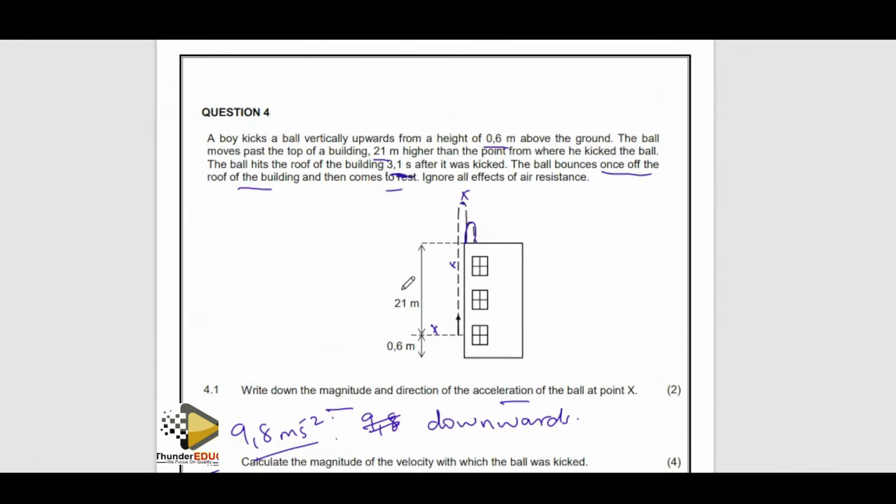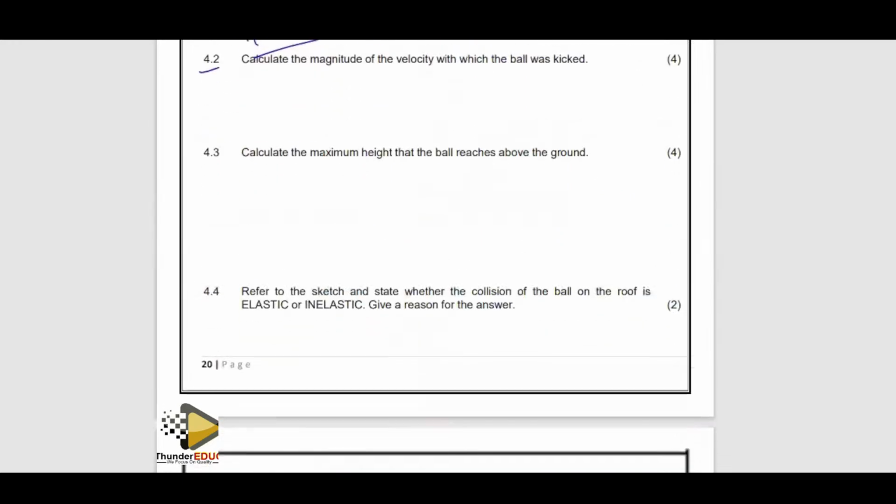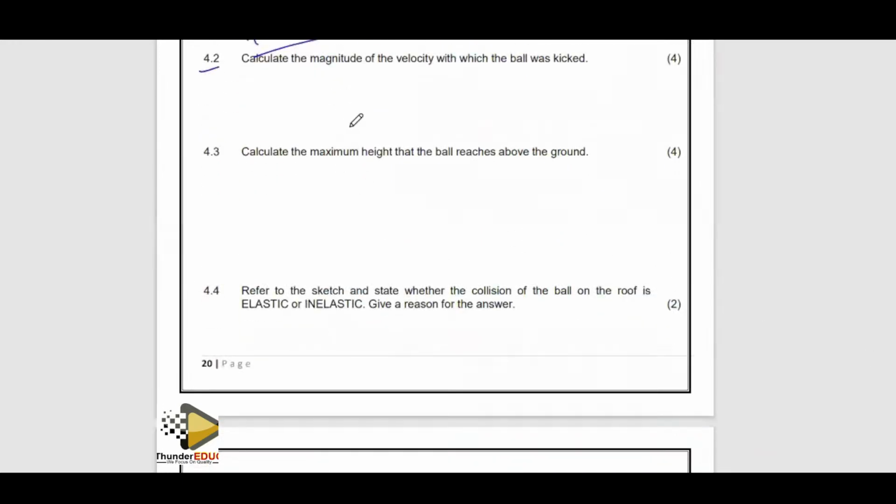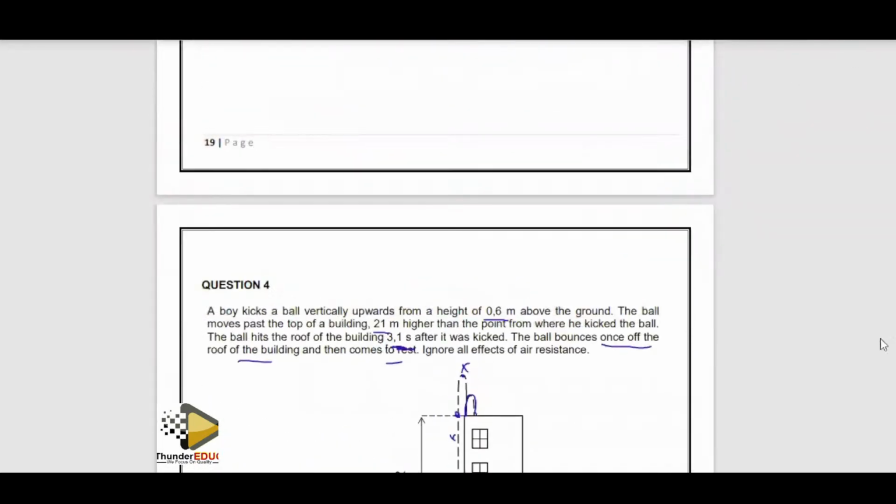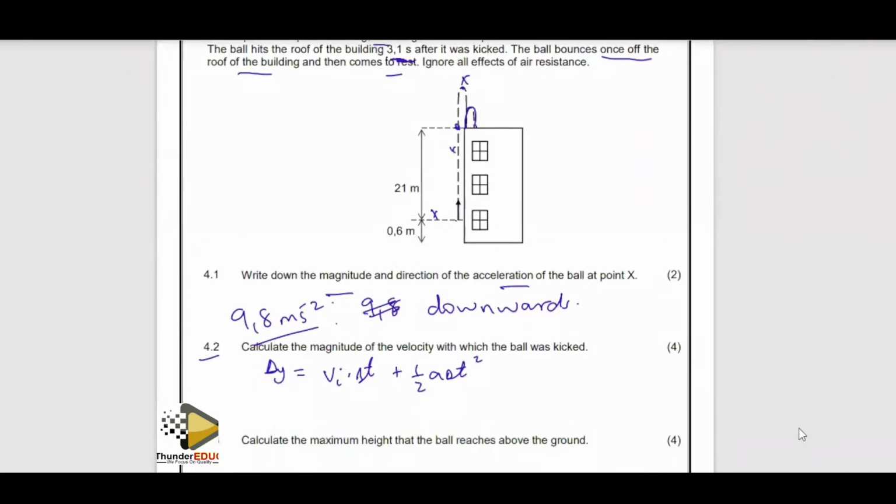Okay, so I'm going to look at the 21 from there up to there. If I take my downward motion as positive, I can use delta y is equal to vi times delta t plus a half a delta t squared. Why? Because the question is asking for initial velocity, which is the vi. The only things we have are the time and the displacement.